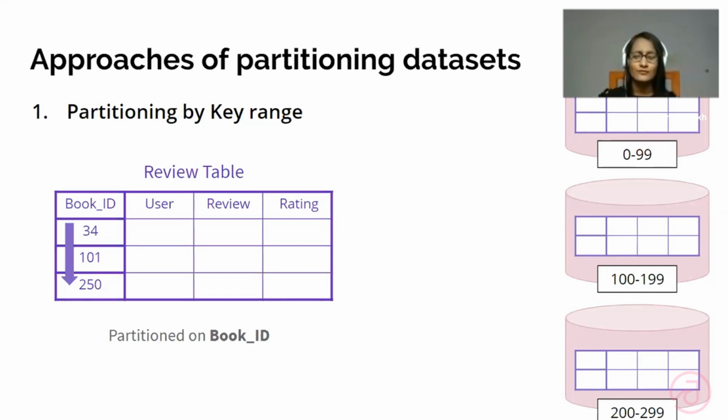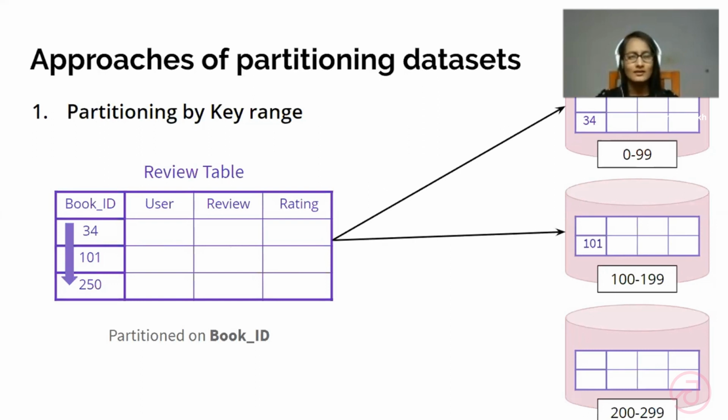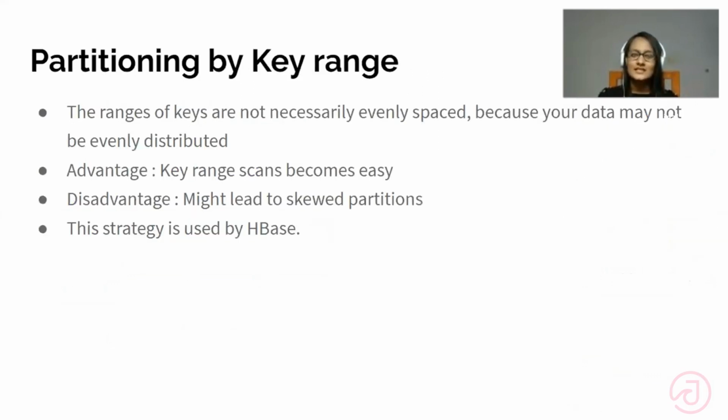So let's say we choose 34. Since 34 falls in the range of 0 to 99, it will go to the first shard. Similarly, 101 will go to the second shard, and 250 will go to the third one. Now, the ranges of the keys, like we had 100, might not necessarily be evenly spaced because your data might not be evenly distributed. So your partition boundaries need to adapt to the data that you have.